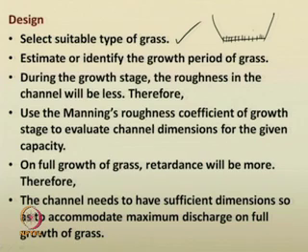Initially, suppose during the growth stage you have suggested some particular Manning's roughness coefficient n1. You design the channel for appropriate dimensions using this roughness coefficient for the given maximum discharge, and you get a particular channel section. Now, when the grass grows after a few months, up to this level, there is a chance that the roughness coefficient of the channel gets changed. It increases.